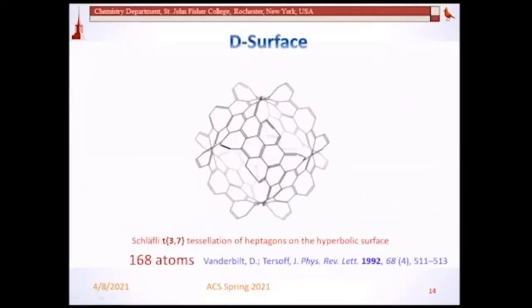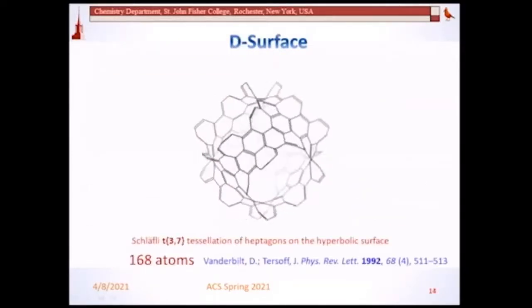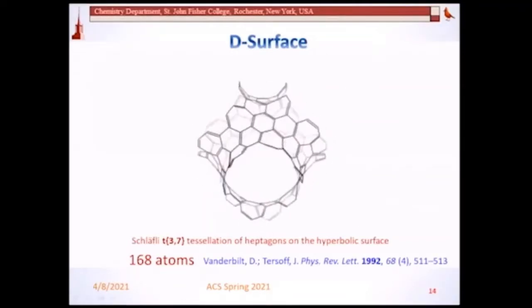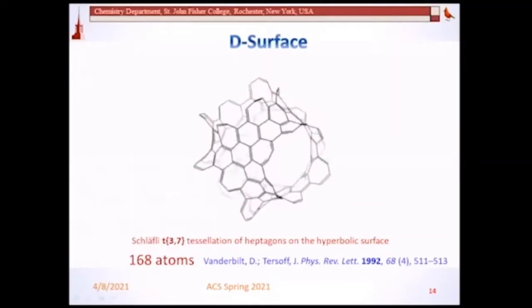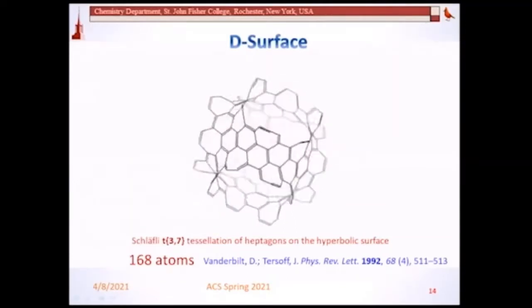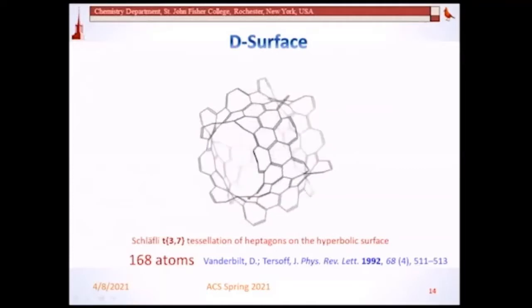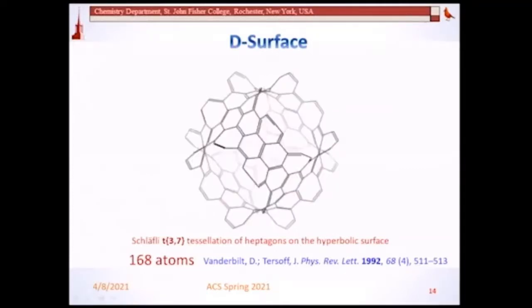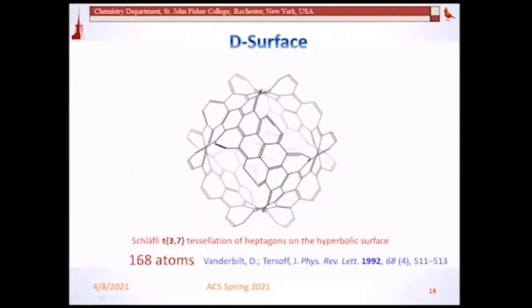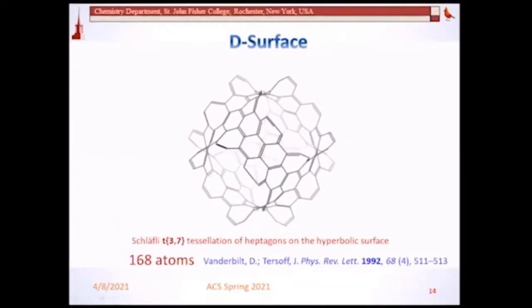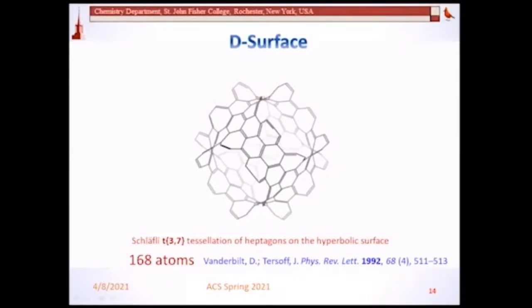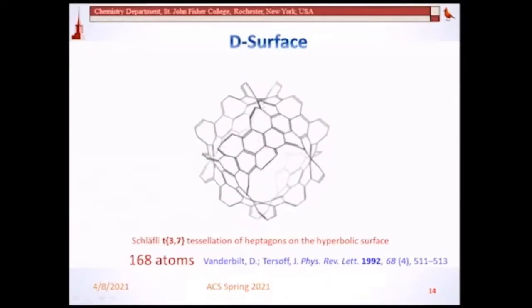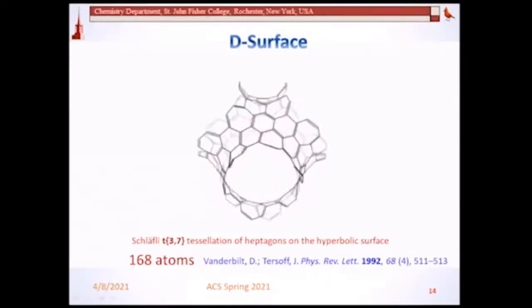So this is the one surface that has been actually modeled in 1992. That's the first example that has only T37 tessellation and nothing else. There are a lot of examples in literature where these TPMS surfaces are constructed out of octagons and in different combinations of heptagons with octagons and hexagons, but this is the only surface so far that has been known that has pure T37 tessellation.